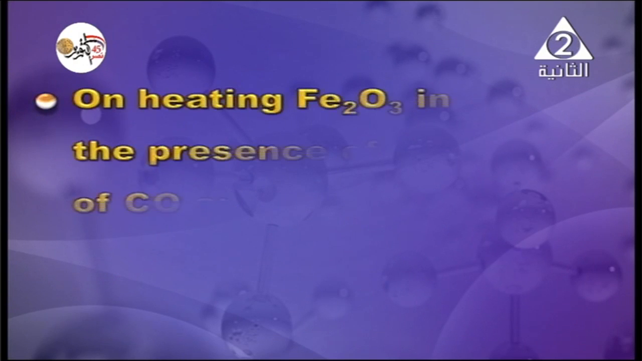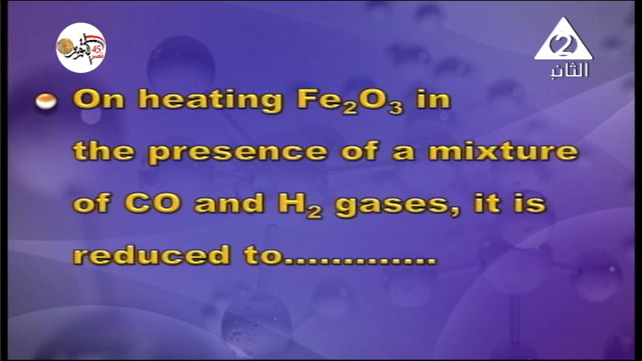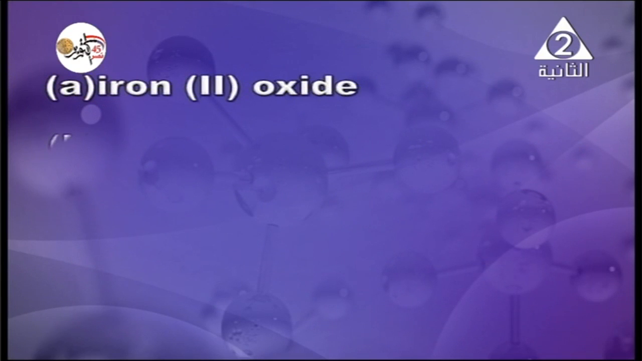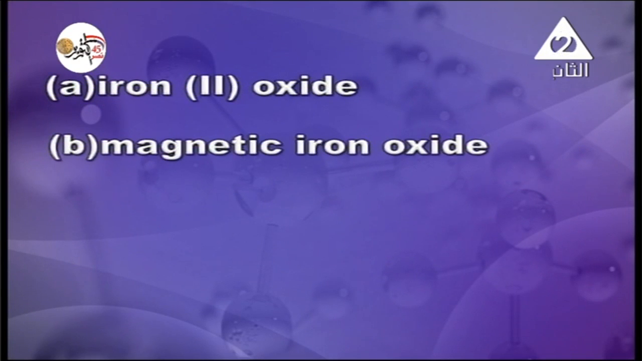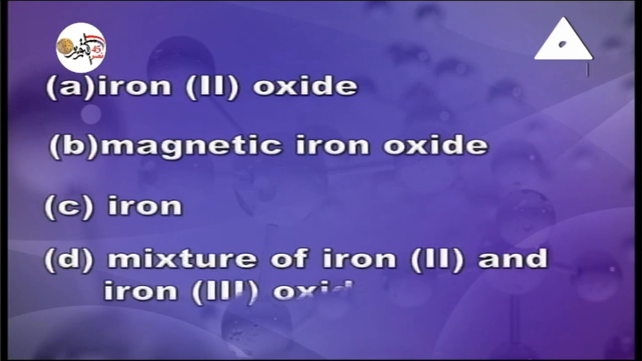Next point. On heating iron(III) oxide in the presence of a mixture of carbon monoxide and hydrogen gas, it is reduced to what? Iron(II) oxide, magnetic iron oxide, iron, a mixture of iron(II) and iron(III) oxide. If you think about it, yes, it will be iron.